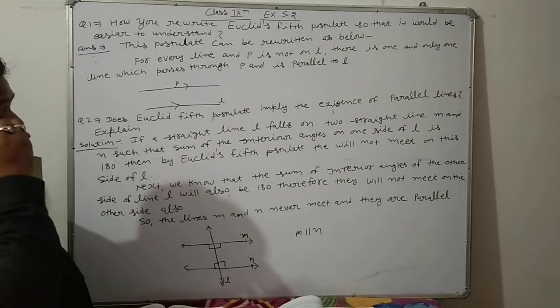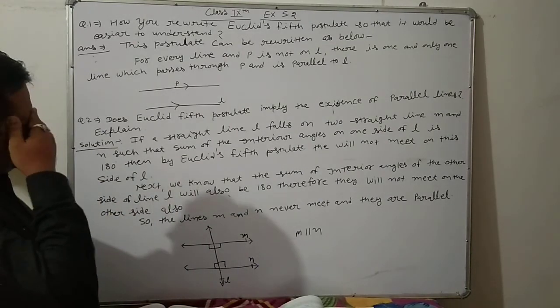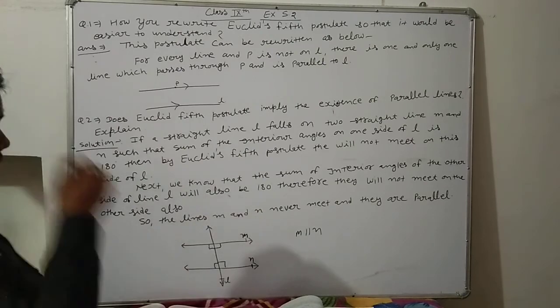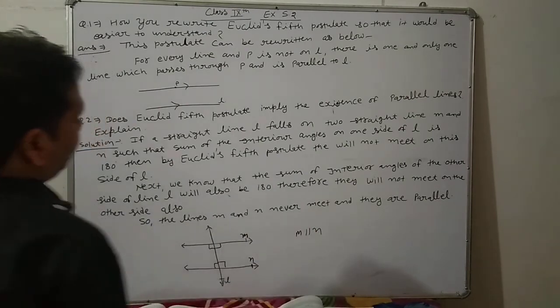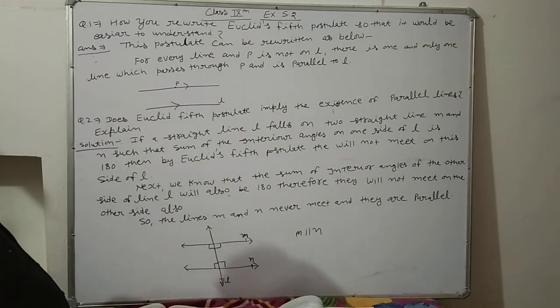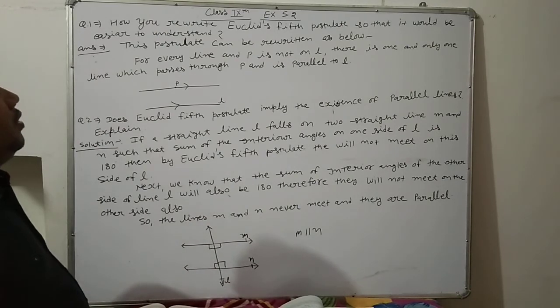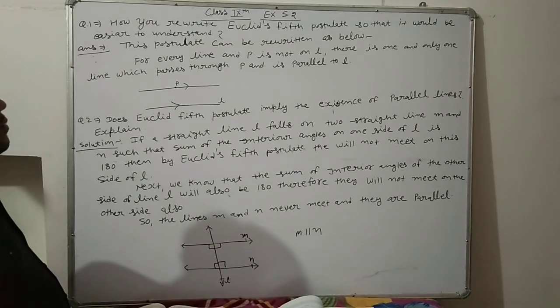जिस साइड में सम ऑफ इंटीरियर एंगल 180 डिग्री होगा, तो उस साइड में जो लाइंस हैं वो मीट नहीं करेंगी. ओके, और वो लाइन पैरेलल लाइन होंगी. ओके, सो आवर एक्सरसाइज 5.2 इज कंप्लीट.